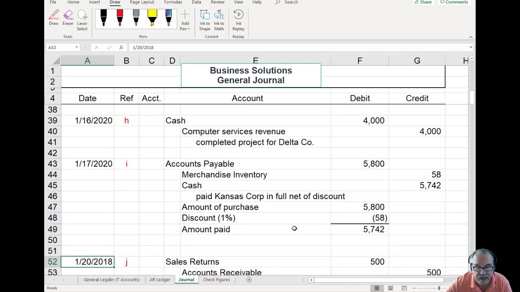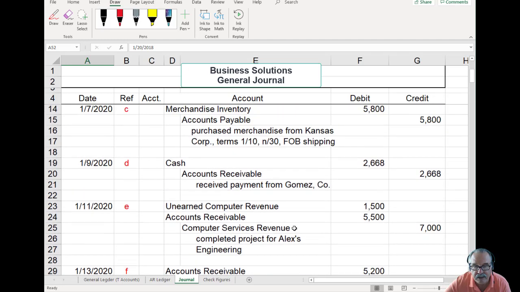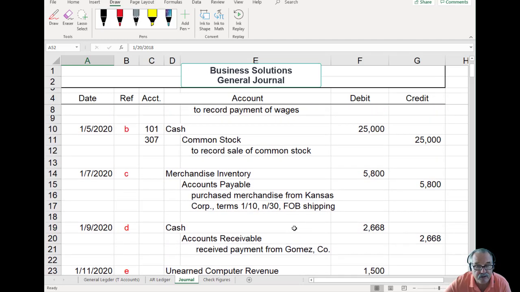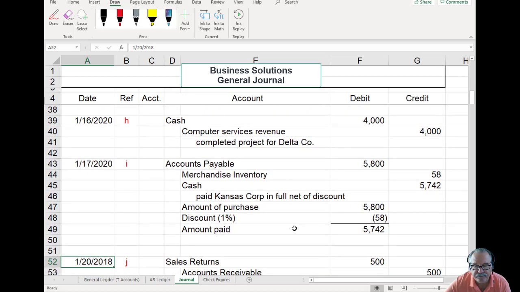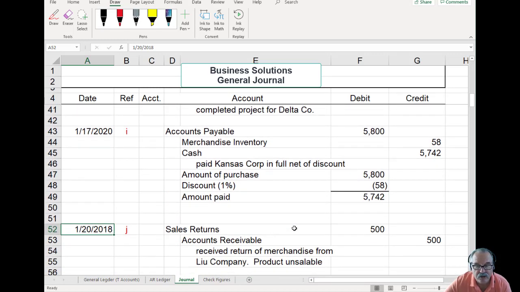So I've prepared a schedule. The original amount of the purchase was $5,800. Again, that's this transaction C. $5,800 was the amount. So we're going to take the amount of the purchase. We're going to deduct a 1% discount, which is $58. We can just slash off the zeros to get 1%, move the decimal point over 2. So what we're actually paying is $57.42.